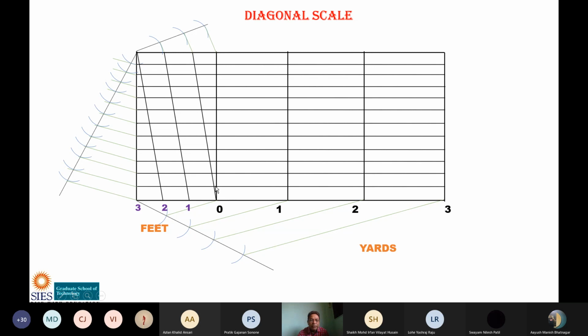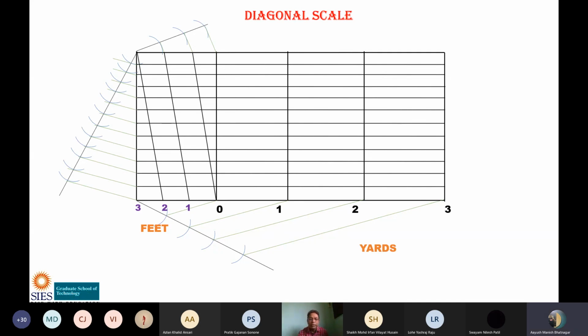It is 1 inch. This is 2 inch, 3 inch, 4 inch, 5 inch, 6 inch, 7 inch, 8 inch, 9 inch, 10 inch, 11 inch, and this is 12 inch. Is this not 12 inch? Is this not 1 foot? This is 1 foot. That is 12 inch. So this is 11, 10, 9, 8, 7, 6, 5, 4, 3, 2, 1 inch, 0 inch. Is it clear to you?